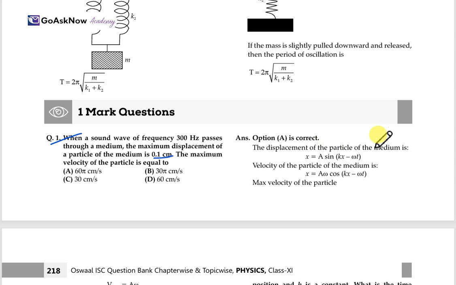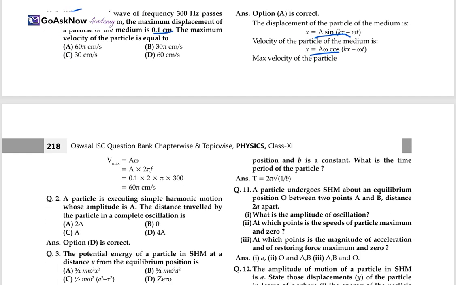So the displacement of the particle of the medium is x equals a sin(kx minus omega t). The velocity equation we also know. So the maximum velocity of the particle, Vmax, will be equal to a omega, which equals a times 2 pi f, and it will be equal to 0.1 times 2 pi times 300. We substitute the values, and here we get the maximum value of V equals 60 pi centimeter per second.